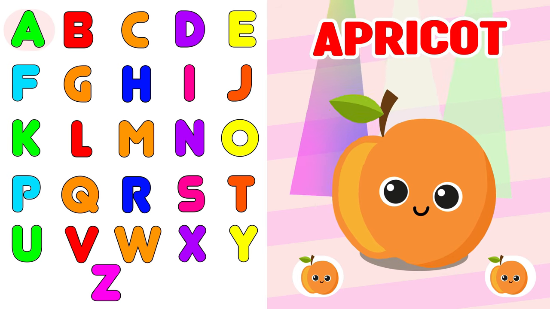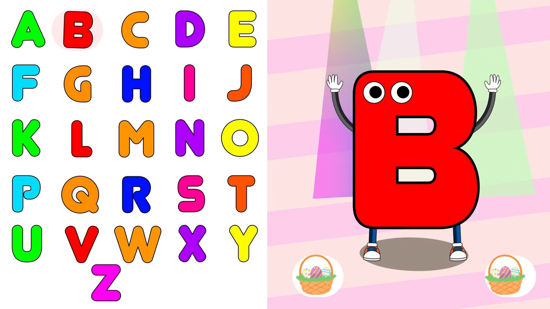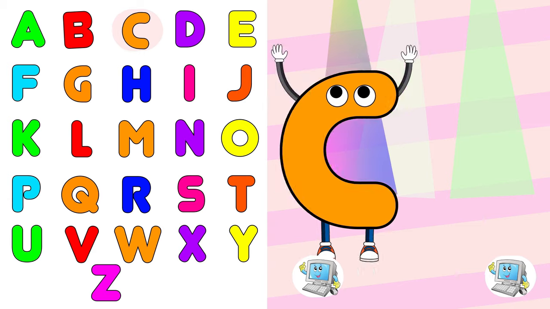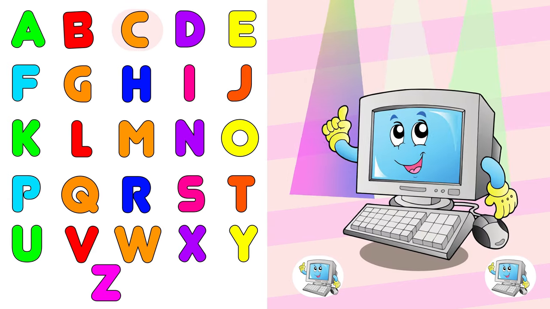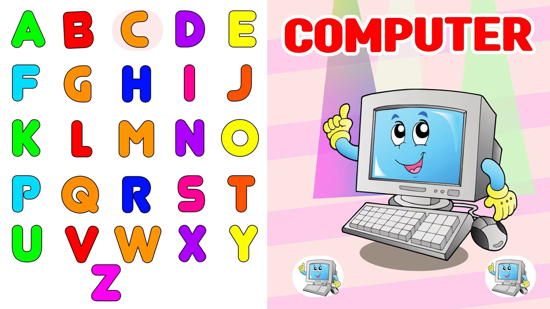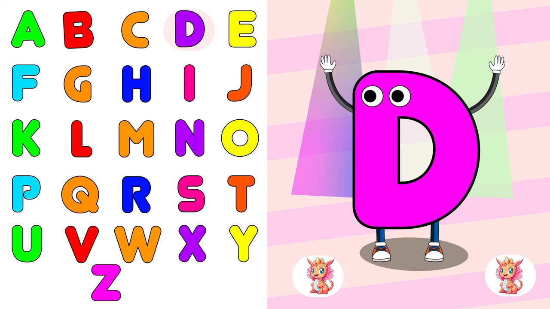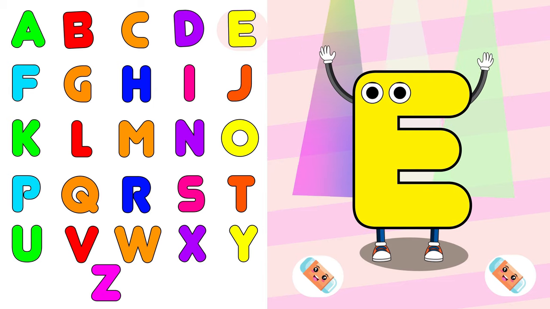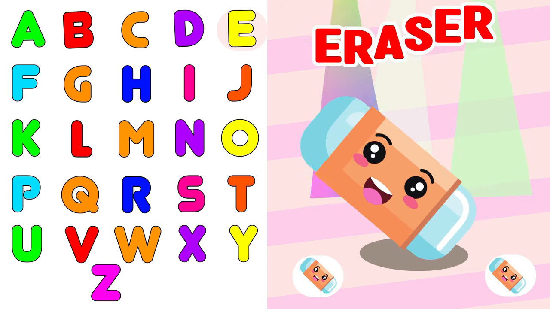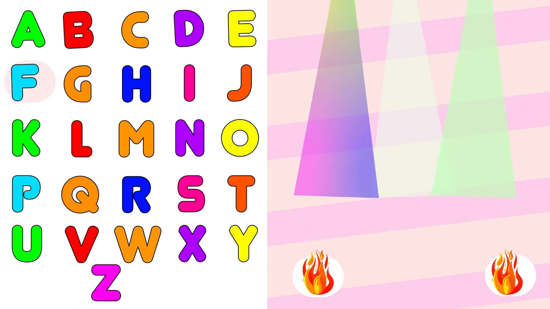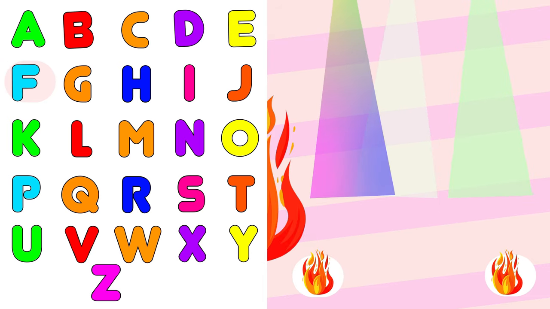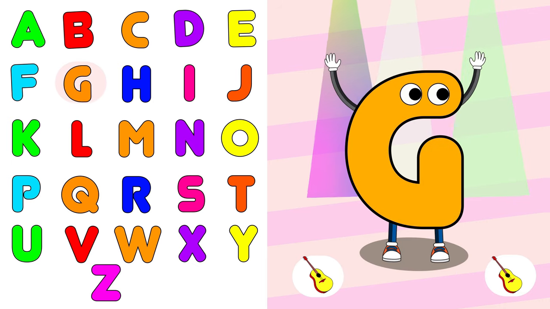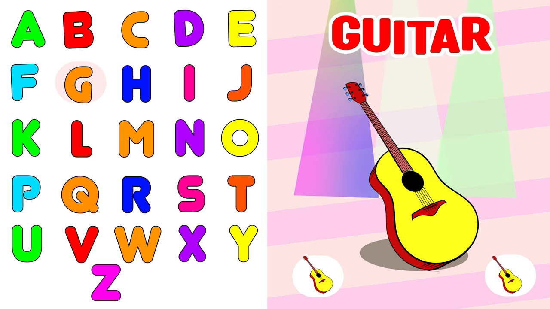A. A for apricot. B. B for basket. C. C for computer. D. D for dragon. E. E for eraser. F. F for fire. G. G for guitar.